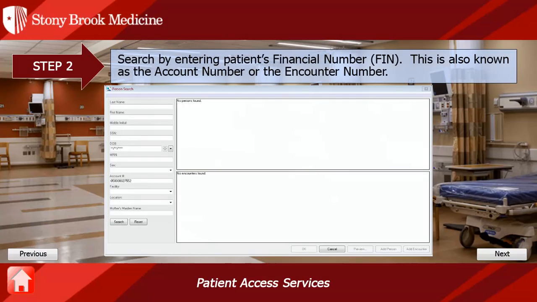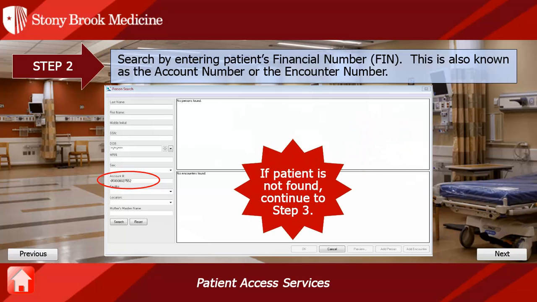Step 2. Search by entering patient's financial number, or FIN. This is also known as the account number or the encounter number. Remember to clear out all fields before beginning each search. The FIN encounter account number gets entered in the account number field. If patient is not found, continue to Step 3.